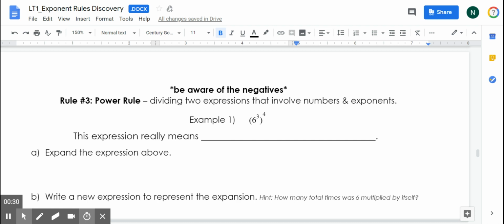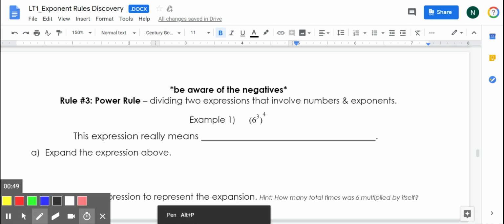Okay. So yeah, this one is not dividing. We just got done with dividing. All right. So anyways, example 1. We have 6 to the third power raised all the way to the fourth power. So what does this expression really mean?